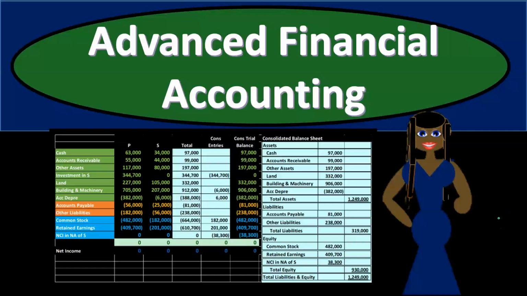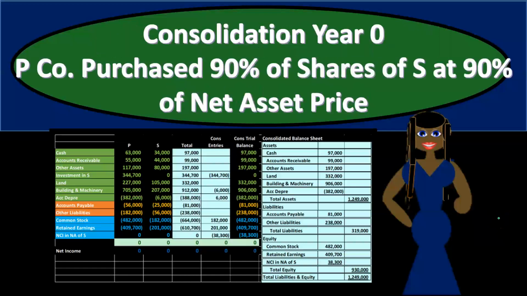Advanced Financial Accounting. In this presentation, we're going to work a consolidation problem for year zero. This time, however, not with a wholly owned subsidiary, but only a 90%. So there is a controlling interest. We're going to have a parent-subsidiary relationship, but the parent owns not 100%, but a controlling interest, over 51 but not a full 100%, 90% in this case, of the outstanding shares of S.